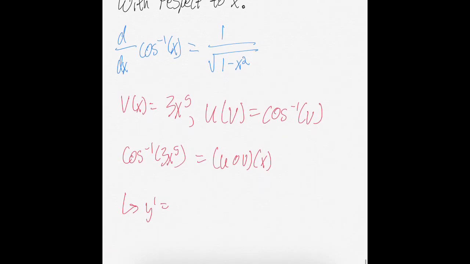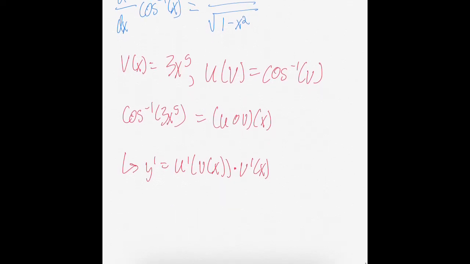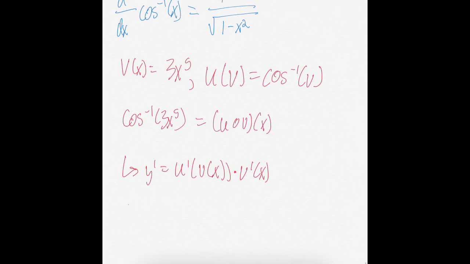So this means that y prime is going to be u prime of v of x times v prime of x. So u prime, that's the one that we just wrote out. We just wrote that the derivative of arc cosine is 1 over root 1 minus x squared. So u prime of v is 1 over root 1 minus v squared.